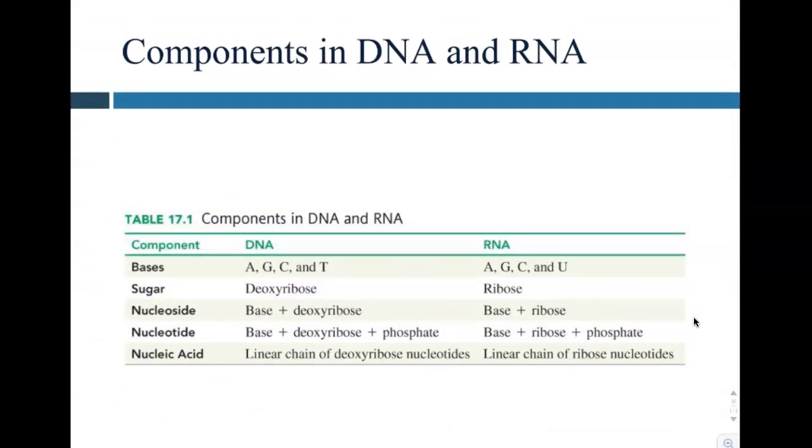And so your DNA and RNA comparing, right? Your nucleosides are a base in deoxyribose or a base in ribose, and then you're adding the phosphate for your nucleotide. And then a whole nucleic acid is a chain of these ribose nucleotides. And so we have pieces, and then we put them together for what we call a nucleic acid.